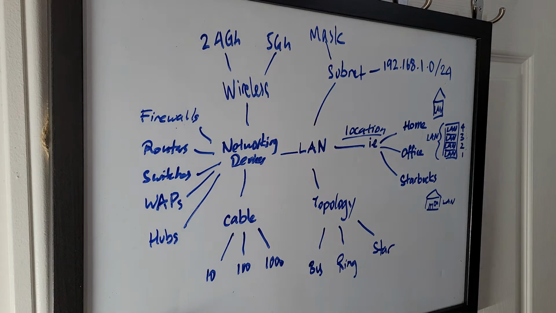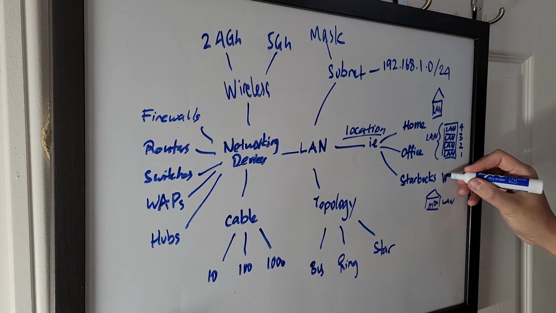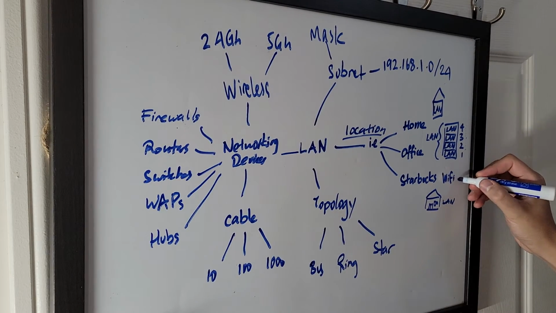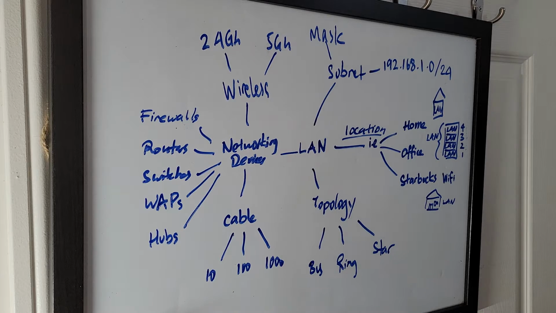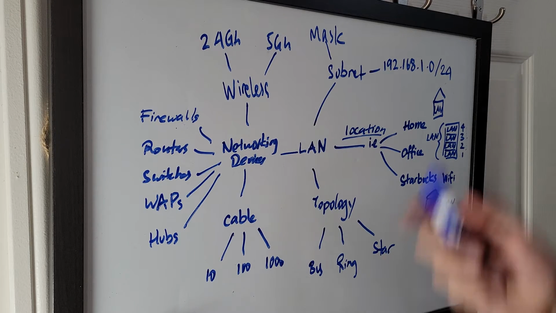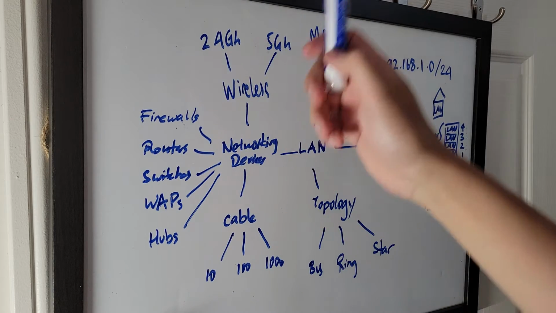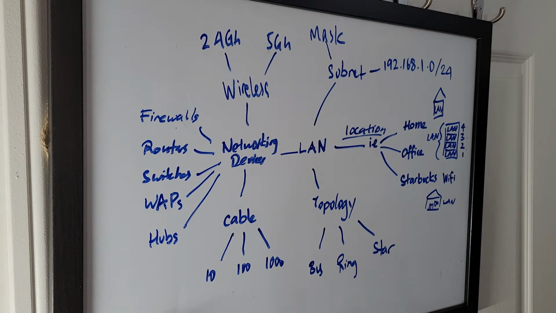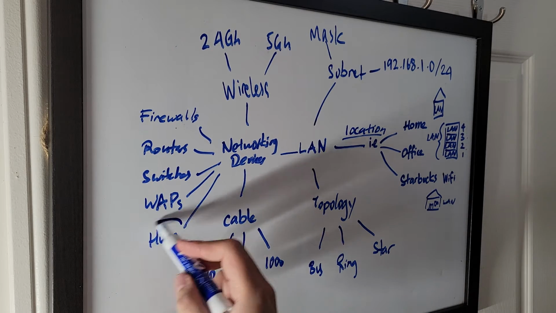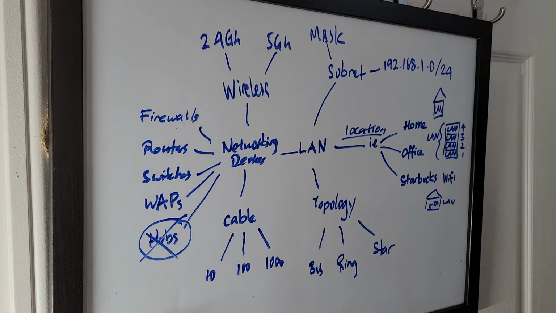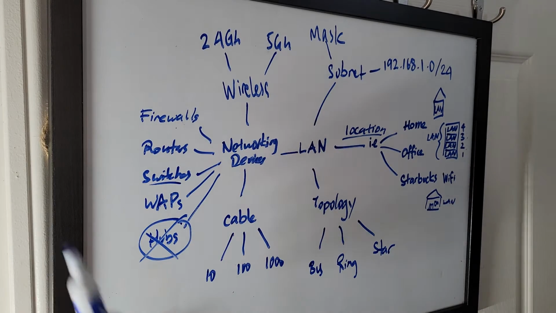Starbucks as well, Starbucks Wi-Fi. This could be considered also a local area network. So the devices that make up a local area network could be a firewall, a router, a switch, wireless access points, and hubs. However, hubs are no longer being used because we use switches instead.